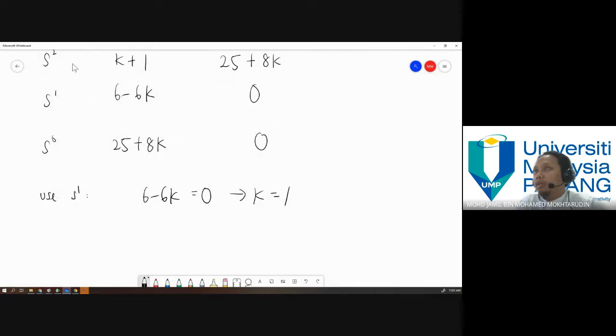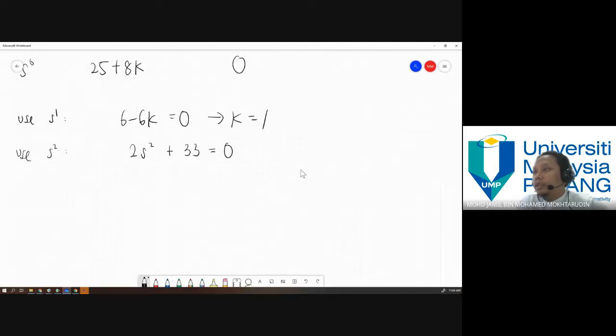Use this on row s squared. So 2s squared plus 33 equals 0. Just replace K with 1, and then find the value of s. So s equals plus minus j4.06. Okay, so this is the JW axis crossing.